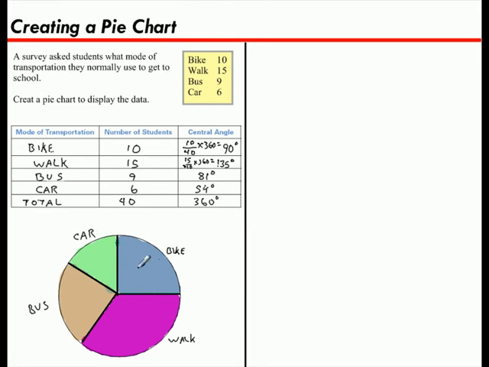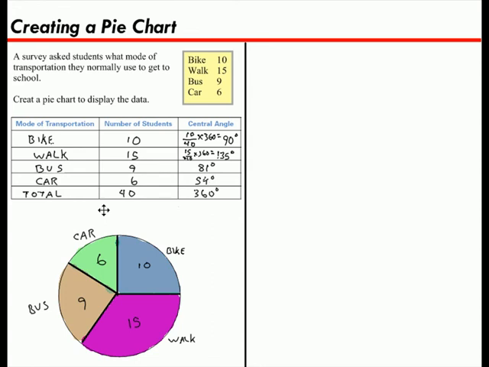It's also a good idea to label the size of each piece. So for example, 10 students bike. So right inside the piece we could write 10, and we'll continue that all the way around. This just makes the pie chart a little more useful for people to look at. They know exactly how many people voted for each category. And last, we'll just add a title so that the reader knows what they're looking at. My title is just mode of transportation. And voila, this is a finished pie chart.